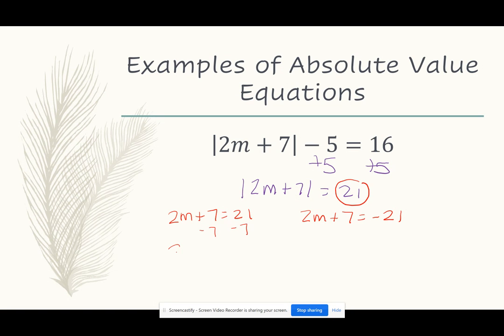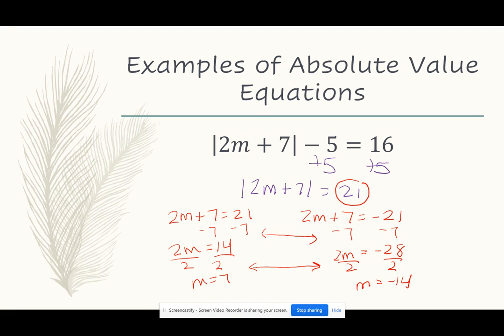Subtract 7, we get 2m equals 14. Divide by 2, so m equals 7. Then subtract 7, 2m equals -28, so divide by 2, m equals negative 14. So you're following the same steps each time, like subtracting 7, dividing by 2. It's just that we're getting different answers because we need the positive and negative of this number. So our answer is 7 or negative 14.